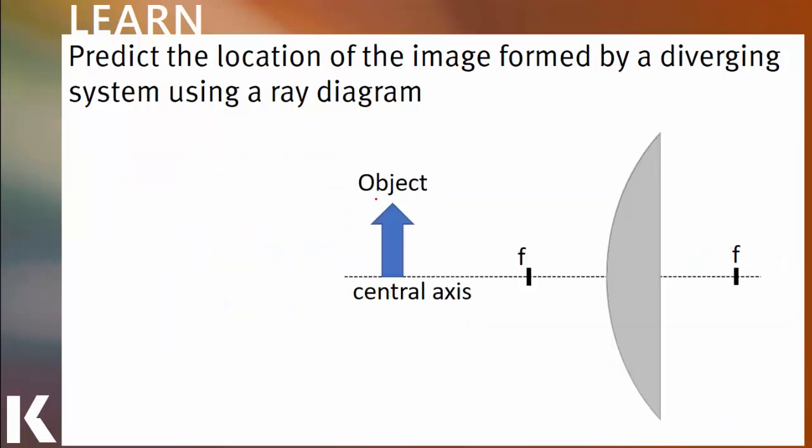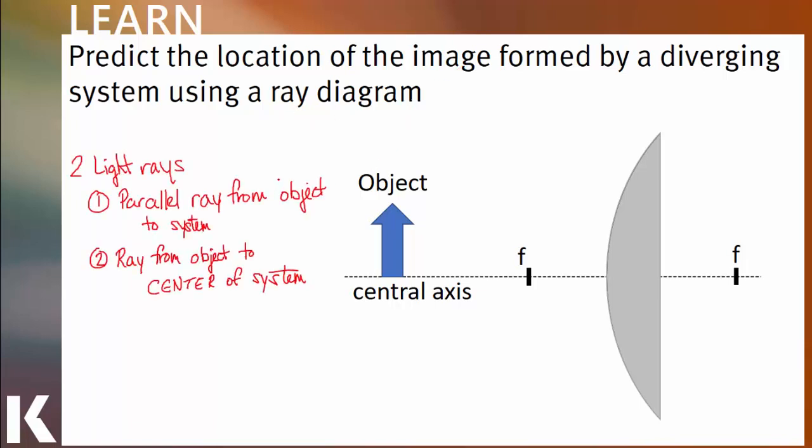On the screen, we have a diverging system, specifically a diverging mirror. And in order to locate the image, we'll again have to draw a ray diagram. Fortunately, we do have those same 2 rules we previously used on the lens example. So let's go ahead and use them. First, we're going to draw our parallel ray from the object to the system. And in this case, the system will be a mirror. And recall when the ray of light hits the diverging mirror, it will diverge. And that diverging ray can be traced back to the focal point.